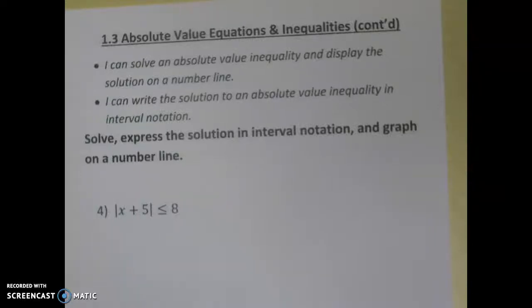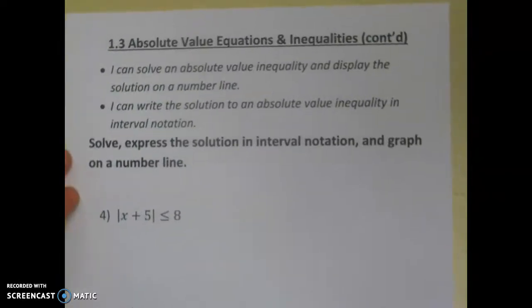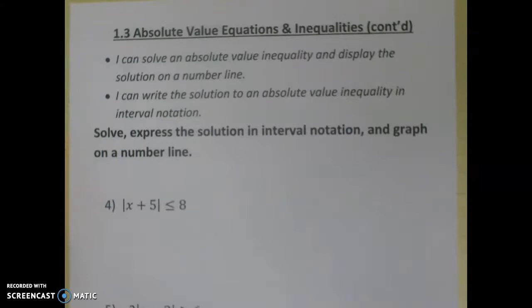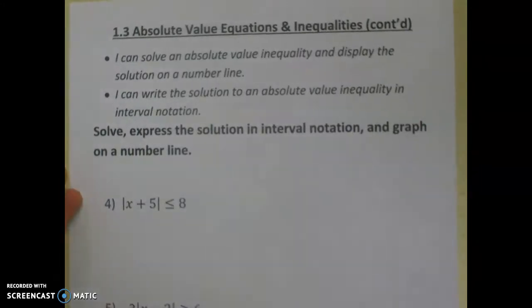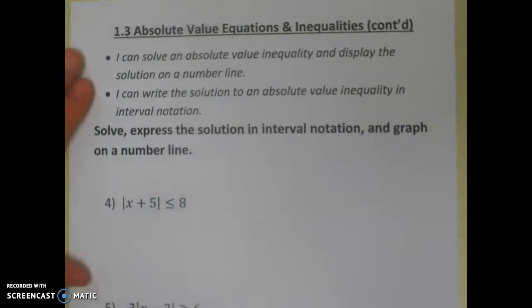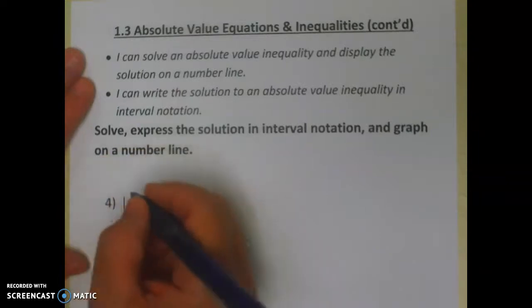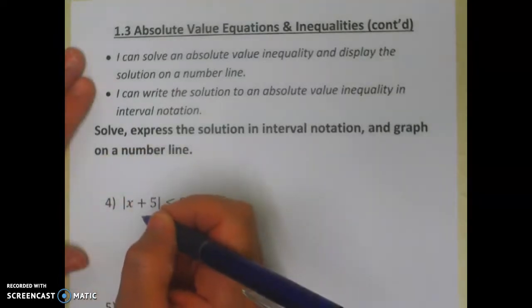Okay, now we're doing the second part of 1.3. The first part was absolute value equations. These are going to be absolute value inequalities. And there's a couple of things that you're going to need to pay attention to. Remember with inequalities, we have and or. On compound inequalities, your absolute values are going to be compound inequalities.